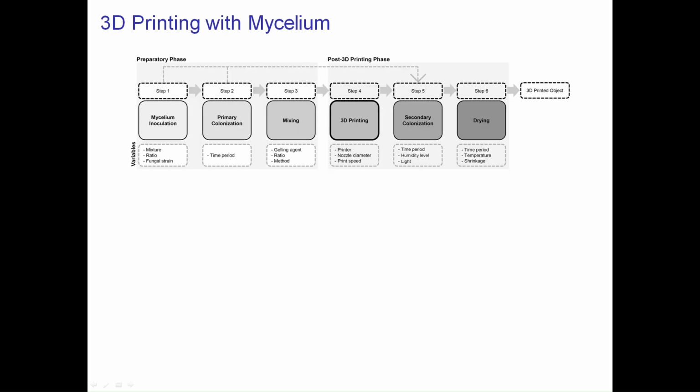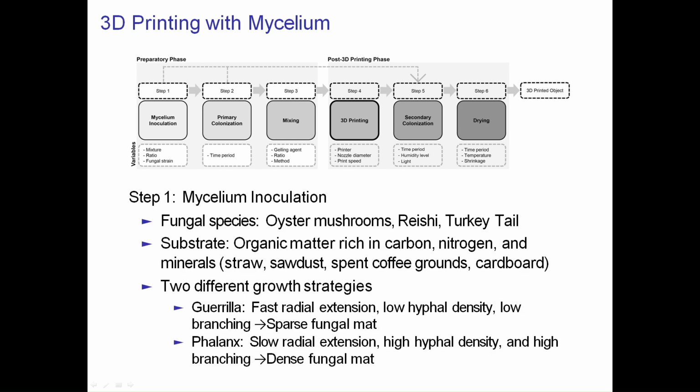The typical procedure of mycelium 3D printing consists of two phases, a preparatory phase and a post-3D printing phase, with 3 steps each. Each step has parameters that can be altered, affecting the final product. The first step is the mycelium inoculation. Different fungal species and different substrates can affect the properties of the 3D printed object.